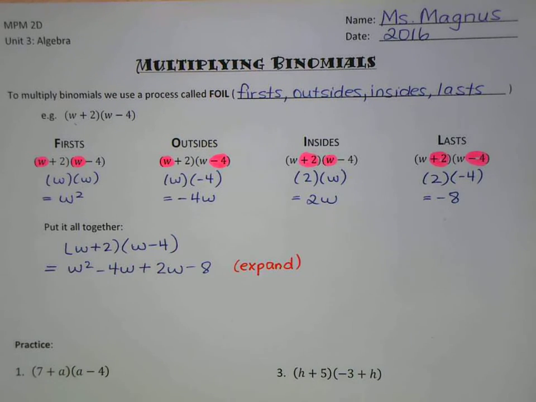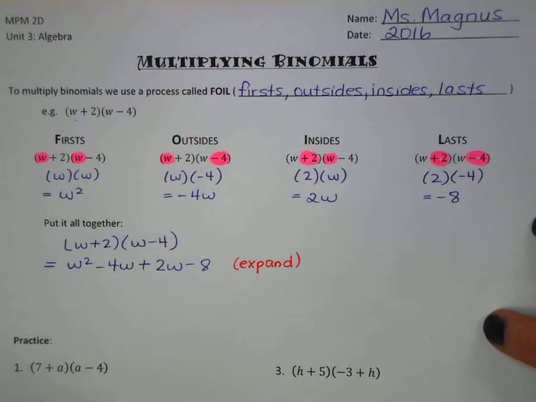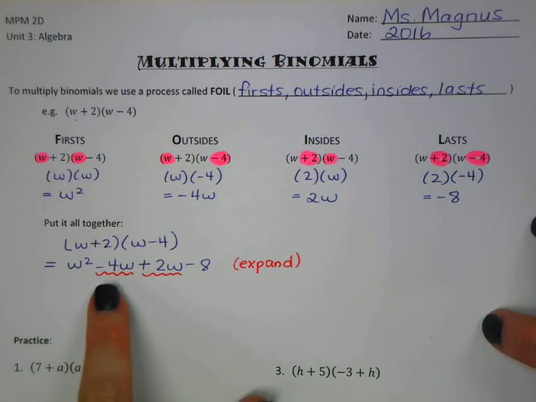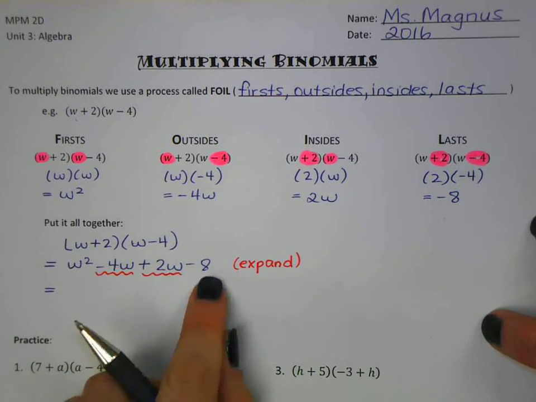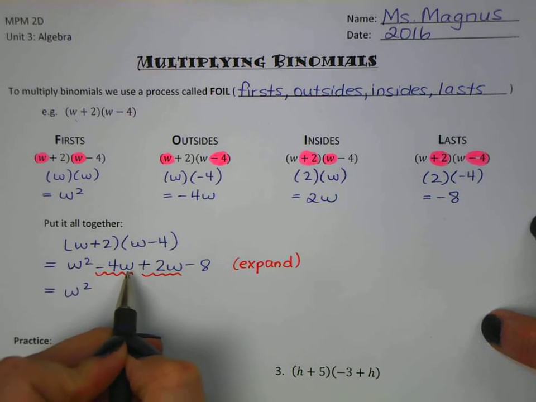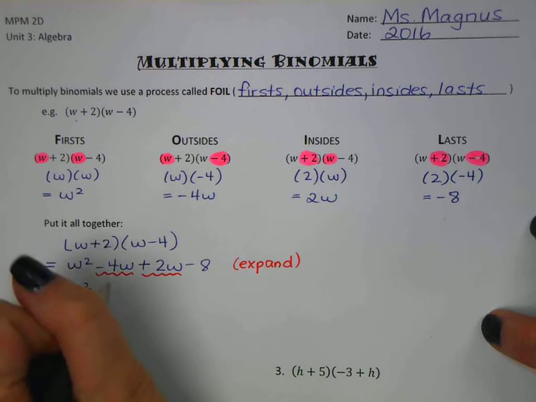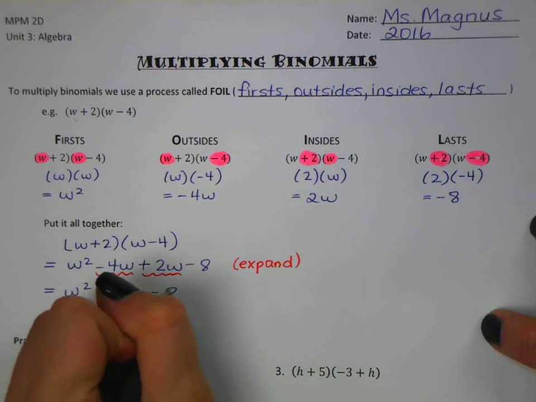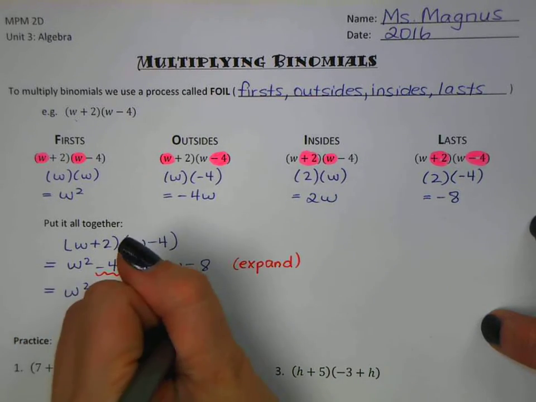So that's the step to expand, but we're not done yet because we need to combine like terms. So there's our w terms. If we don't do anything with the other parts, we just copy them down. So w squared stays the same. And we have -4w plus 2w, so -2w minus 8. And then we've simplified.